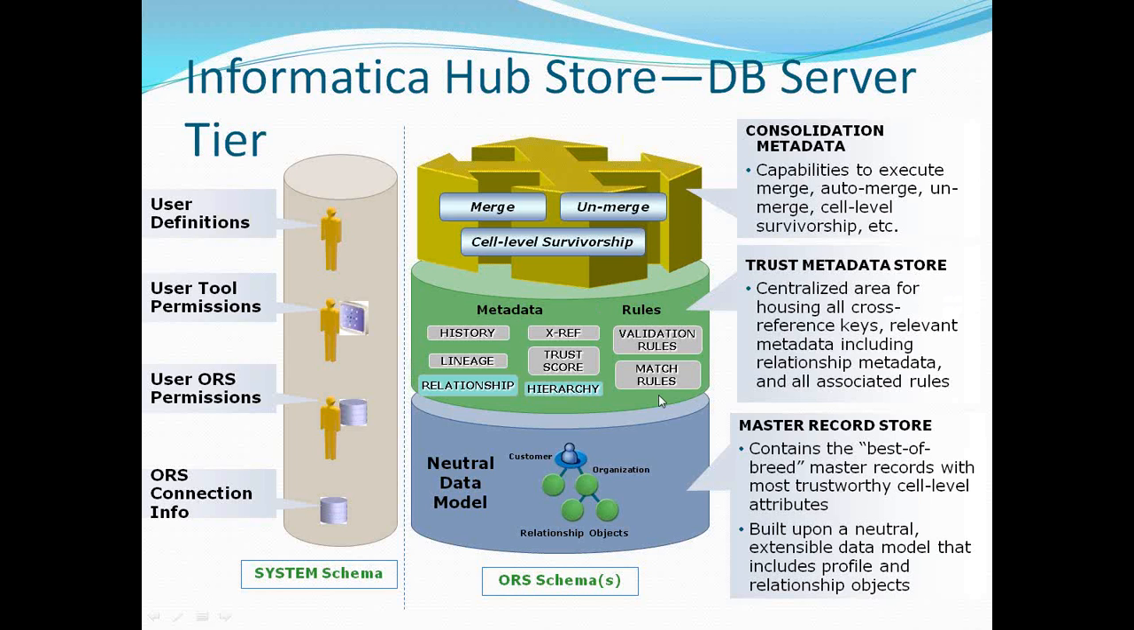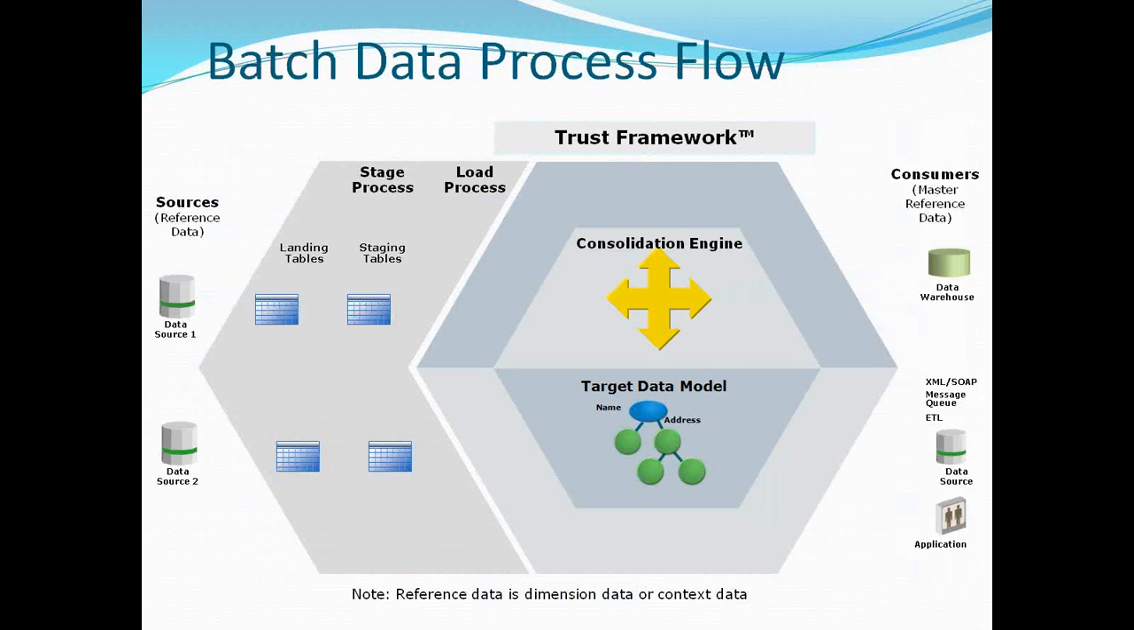And now next is the main part, which is the flow part: how the data is coming into the MDM and how it is getting consumed by the downstream systems. So in this slide, we have taken two sources, source 1 and source 2, from which we are getting the data.